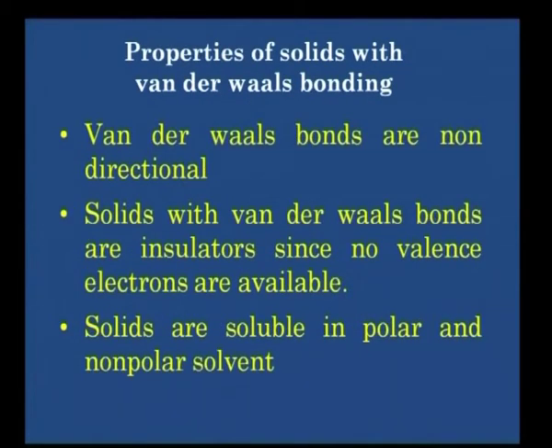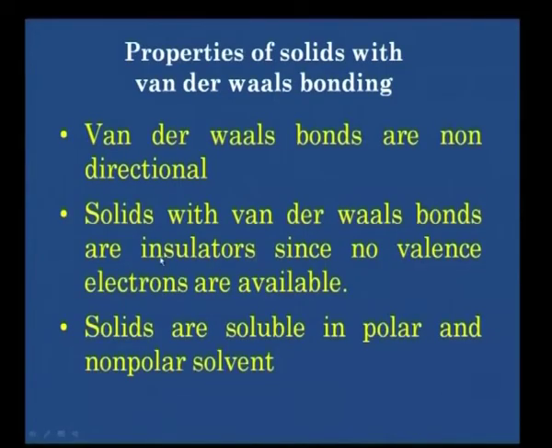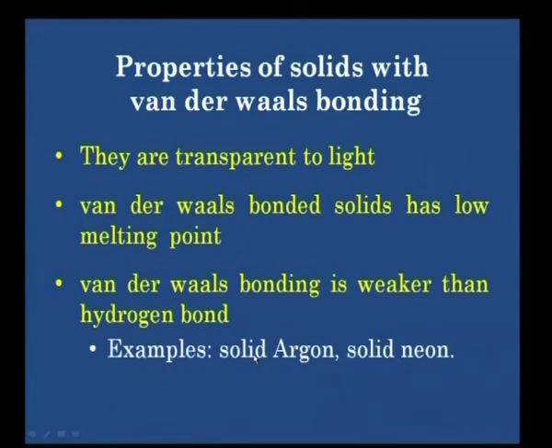And you come to lastly the van der Waals bond. The van der Waals bond, as I told you, is purely of quantum mechanical origin. The van der Waals bonds are again non-directional. Solids with van der Waals bonds are insulators, since no valence electrons are available. Solids are soluble in polar and non-polar solvents. They are transparent to light. Van der Waals bonded solids have again low melting points. You have the examples of van der Waals bonding, like solid argon, solid neon, xenon, all the inert gases, they crystallize because of the van der Waals bonding.